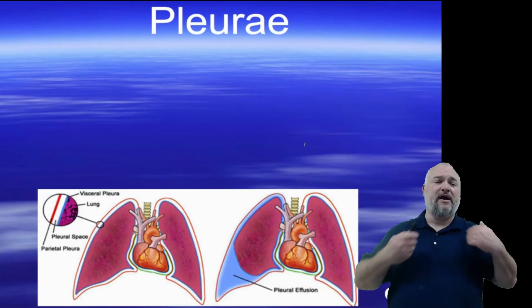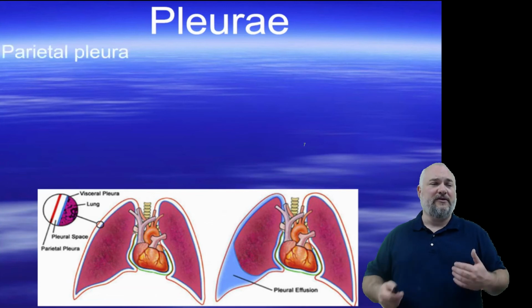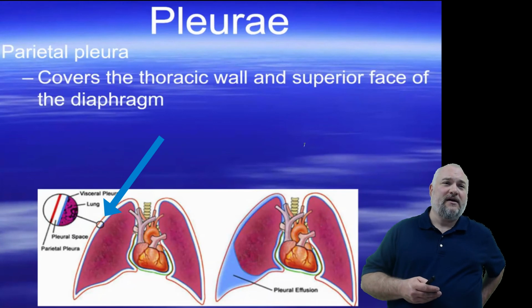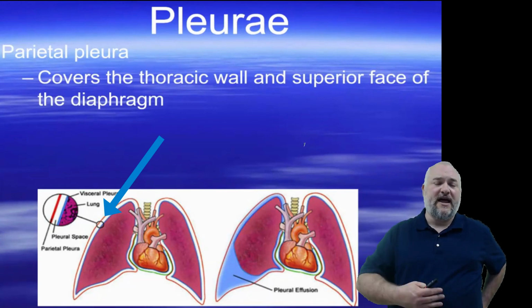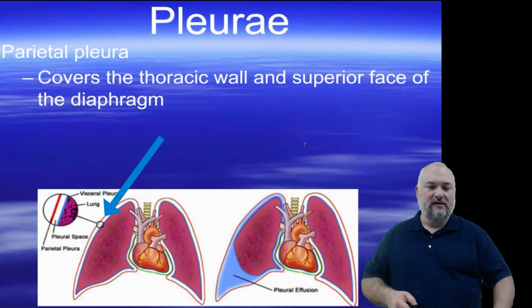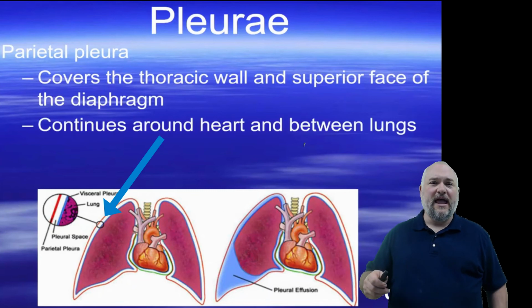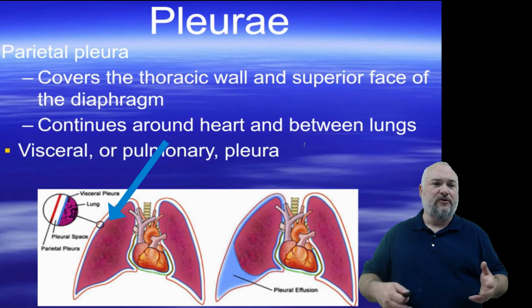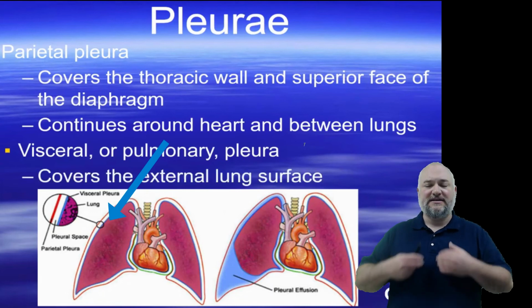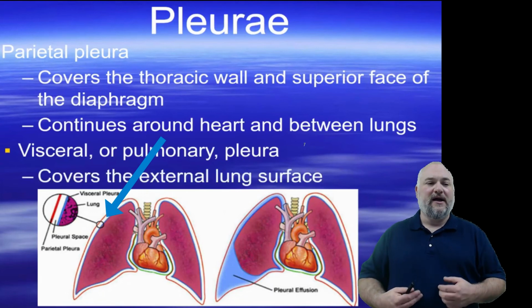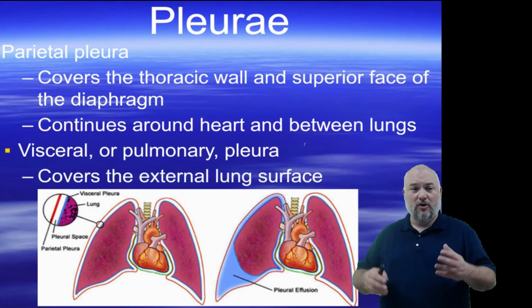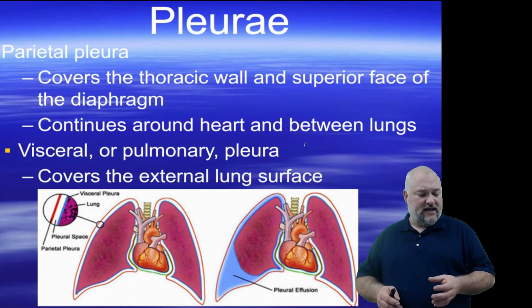Now, the pleural membrane is the sac that goes around the lung. The parietal pleura covers the thoracic wall and the superior face of the diaphragm, so it's the outer portion here. And then it's continuous around the heart in between the lungs. The visceral or pulmonary pleura is the part that's tied onto the lungs. And in between the two, we have pleural fluid.